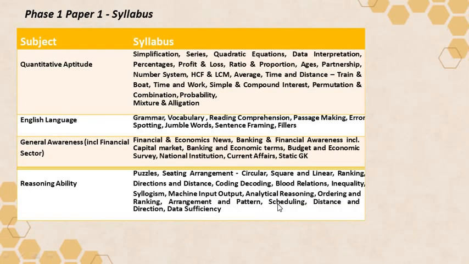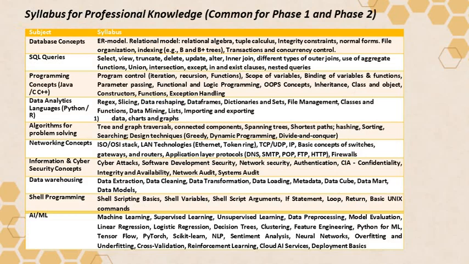Now let's talk about the syllabus. So this is the syllabus for Phase 1 paper 1 which contains these subjects like Quant, English, General Awareness, Reasoning ability. So in the Quants, these are the topics you need to prepare. For English, these are the topics. For General Awareness, you need to focus basically on banking awareness and pension sector news also. In the Reasoning, these are the important topics. We are going to discuss the paper 2 syllabus in detail.